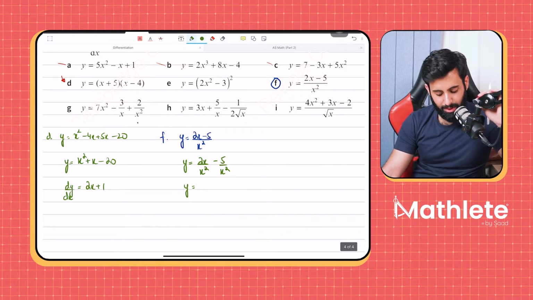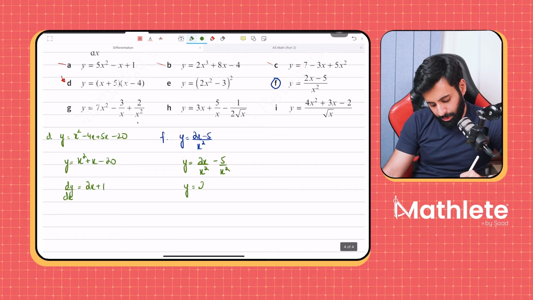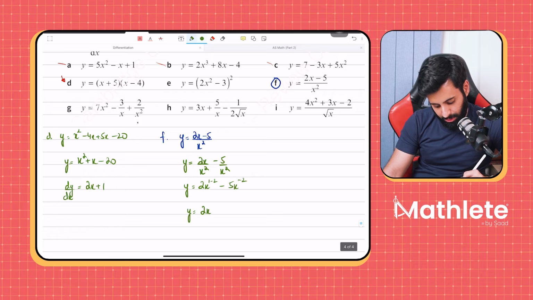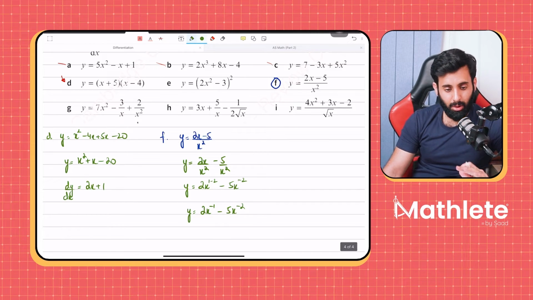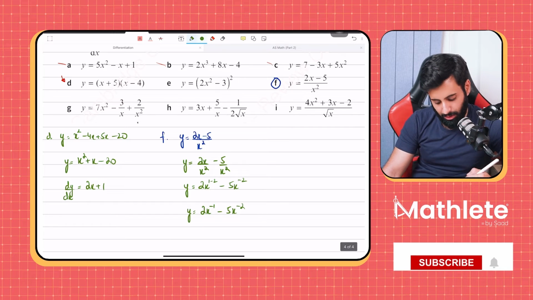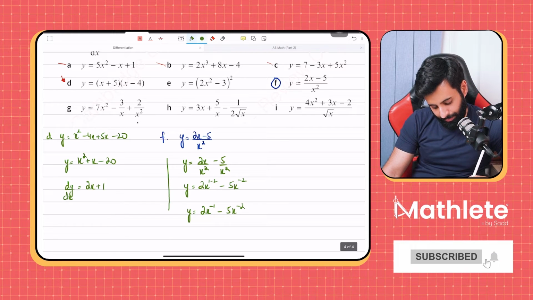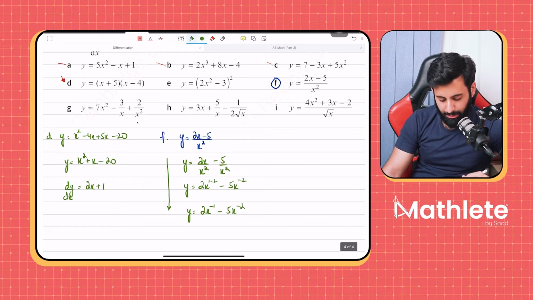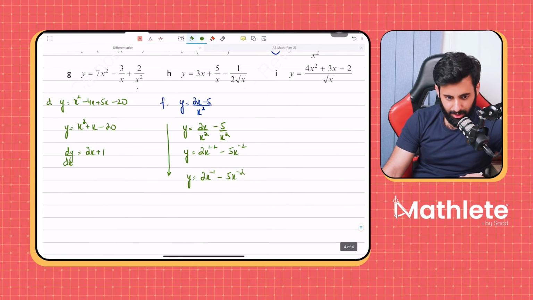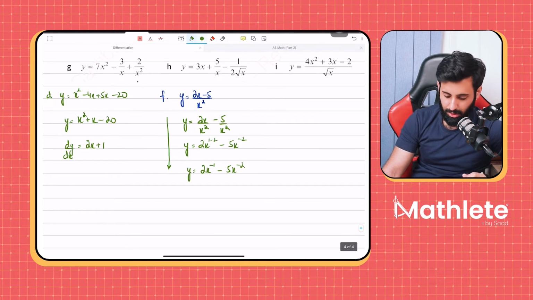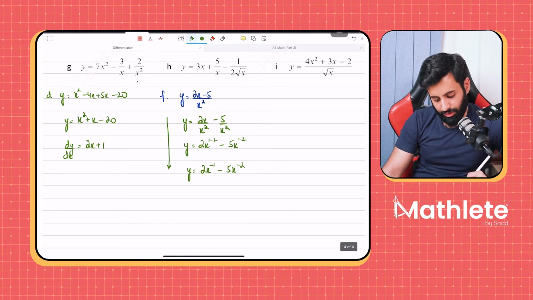2x upon x square will become 2x to the power 1 minus 2 minus 5x to the power minus 2. Now 2x to the power 1 minus 2 can be further simplified, so this becomes 2x to the power minus 1 minus 5x to the power minus 2. Now I haven't differentiated it yet. All I've done so far was so that I can differentiate it easily. All this working was to make this expression differentiation ready. Now we can differentiate it easily.